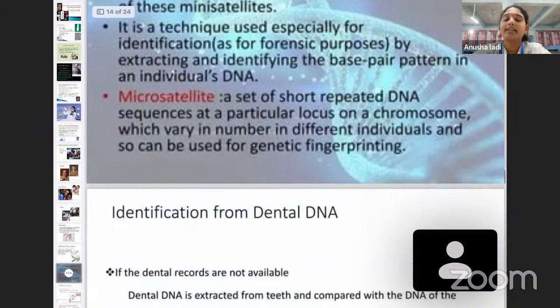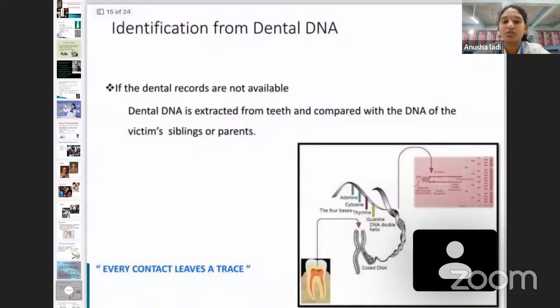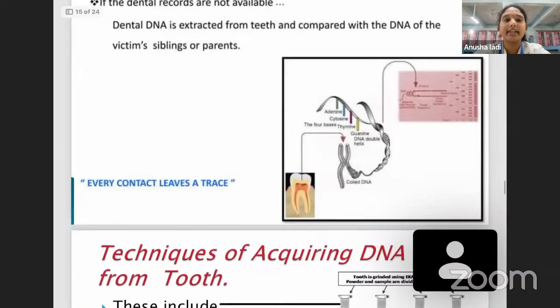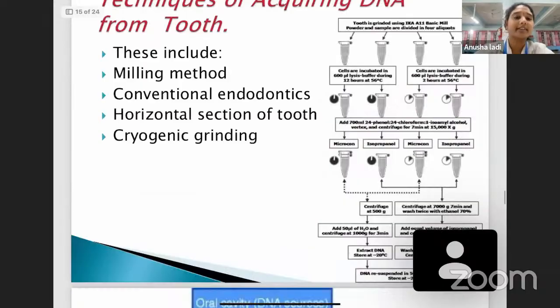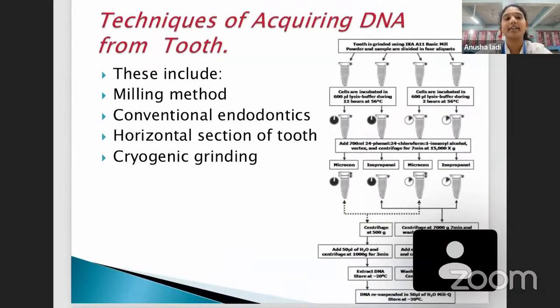Then it can be identified from the dental DNA also. Then what are the techniques of acquiring DNA? These include the milling technique, conventional endodontics, horizontal sectioning of the tooth, and cryogenic grinding.